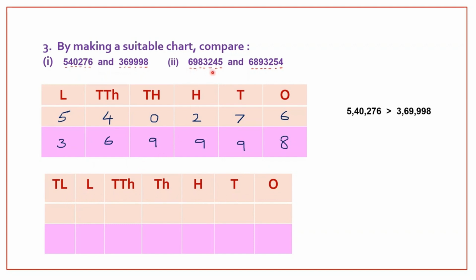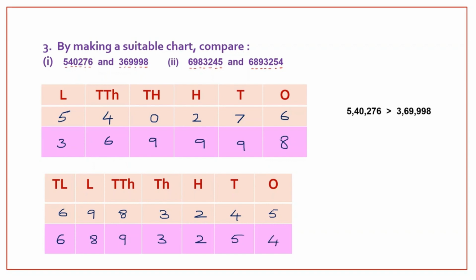Now let's write down these numbers. Since both are 7 digits, we can write them down here in the right places. There won't be any confusion. So starting with the first one, we have 6 in the 10 lakhs place. Then we have 9, 8, 3, 2, 4 and 5. We've put them all in the right places. Let's take the second number, starting with 6 again. 6, then we have 8, 9, 3, 2, 5 and 4.